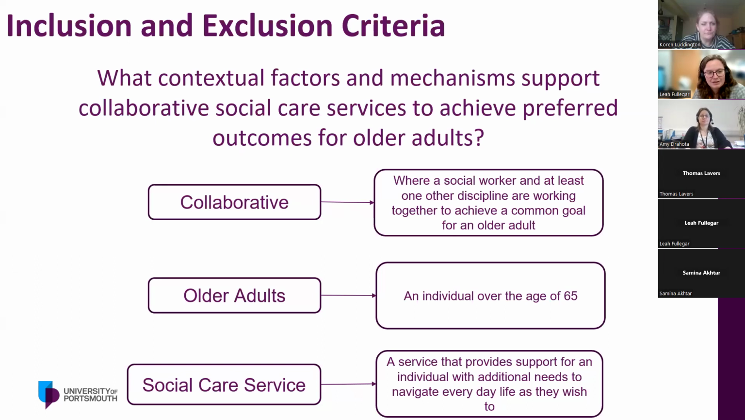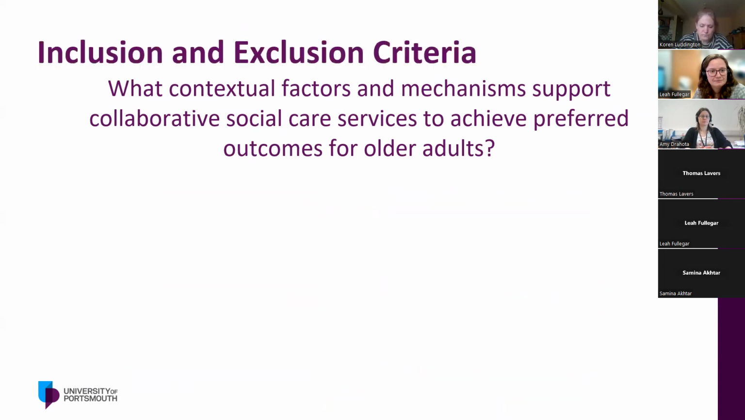So a quick reminder of what our research question was. We were looking at what contextual factors and mechanisms support collaborative social care services to achieve preferred outcomes for older adults. And we defined these terms in our last session and the first session, I believe. But something we've danced around the last couple of sessions is our inclusion and exclusion criteria. So defining those terms helps us develop our inclusion and exclusion criteria.